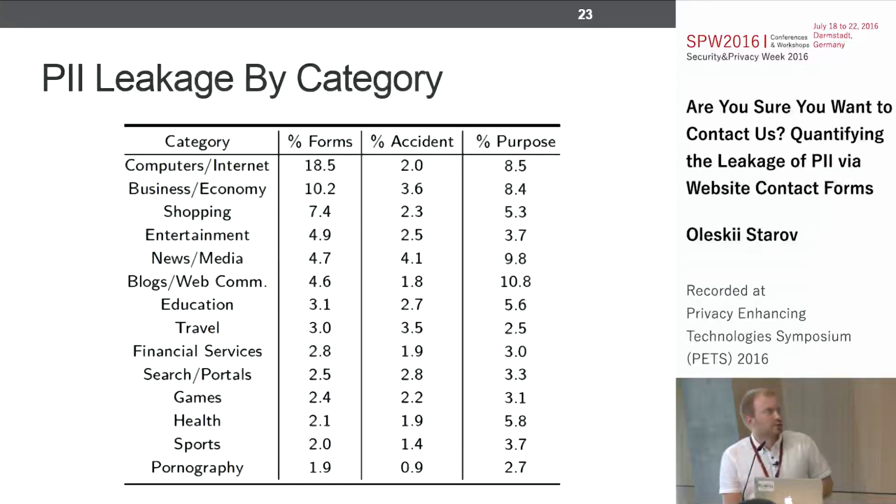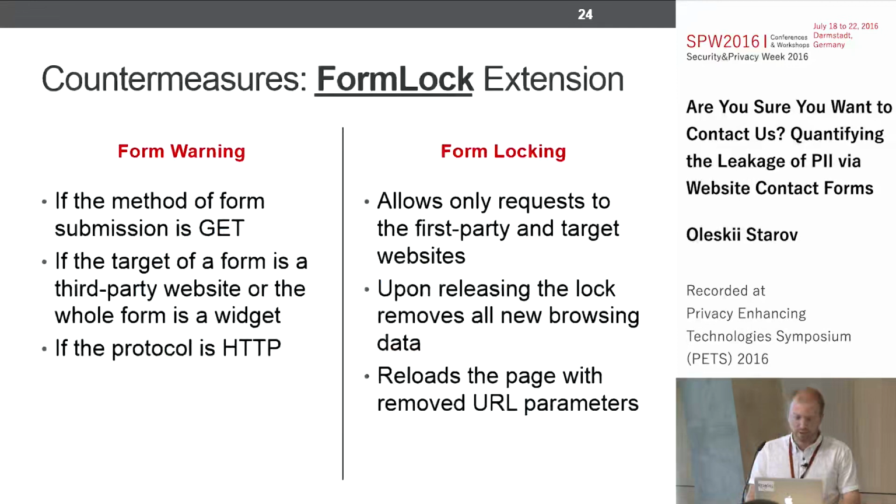We also have statistics by category. We can claim that blogs, web communications, news media, business and economy, and computers and internet-related websites leak more. But some businesses, for example pornography, leak less, because probably for their business it's more important to keep the anonymity of their customers.